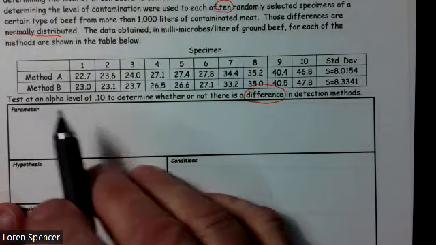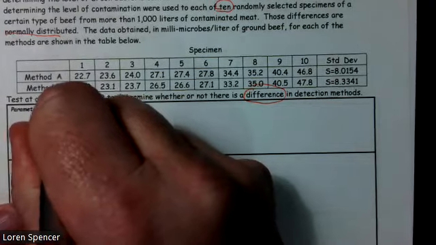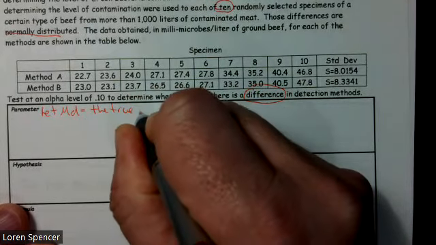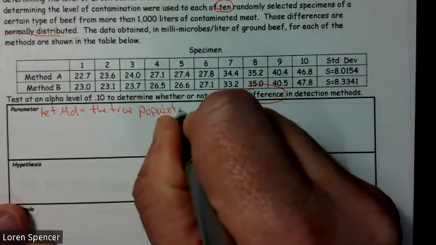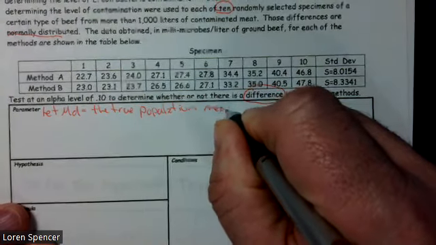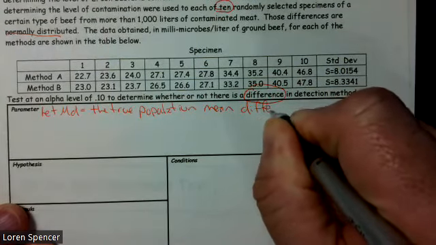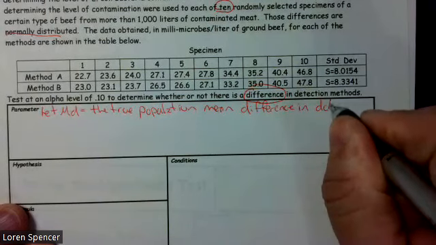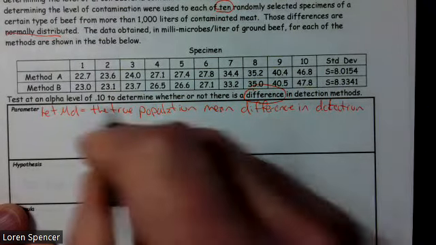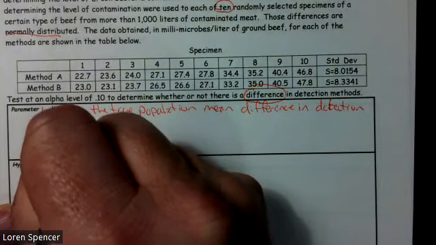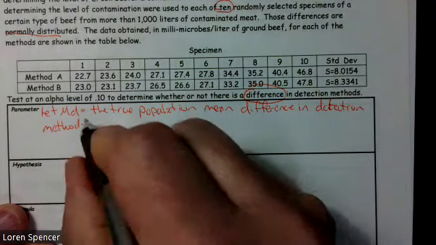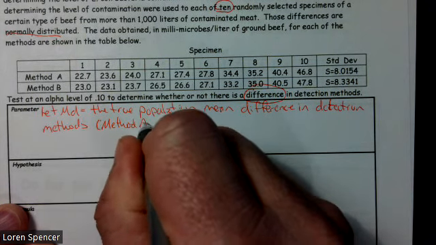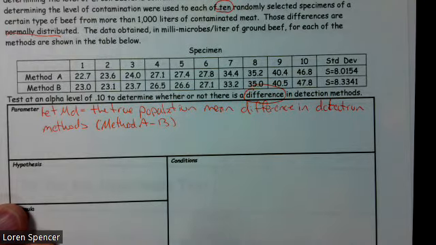We want to define our parameter. Let mu d equal the true population mean difference in detection methods. And we have to select an order. I'm just going to go method A minus B. That's the order I'm going to go in.